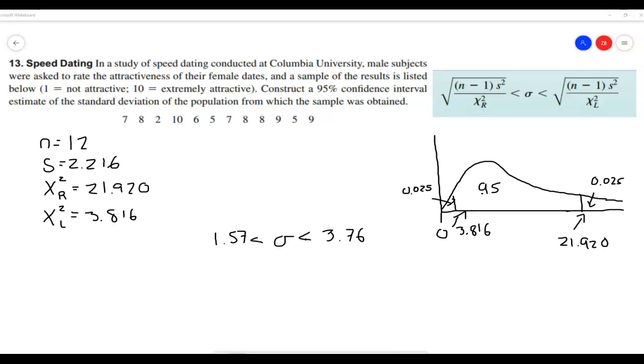All right. What this says is that we can say with 95% confidence that the true standard deviation lies somewhere between 1.57 and 3.76. So about 19 out of every 20 times, the actual population standard deviation, the actual average distance that the data falls from the mean, is going to be around 1.57 and 3.76.